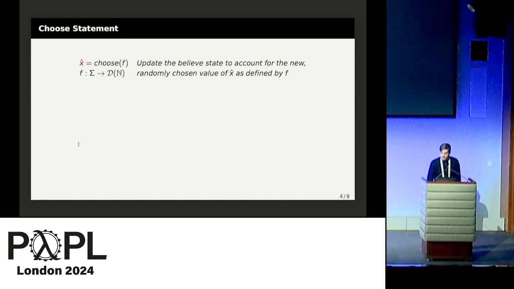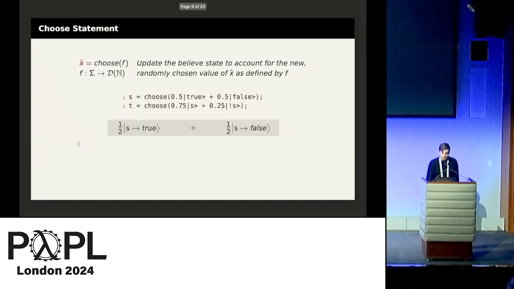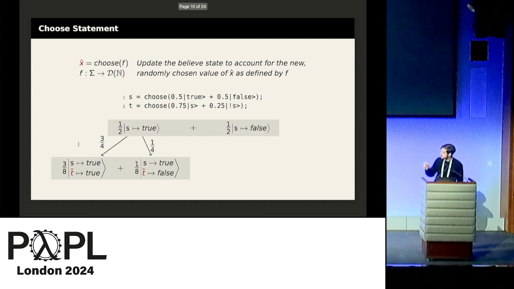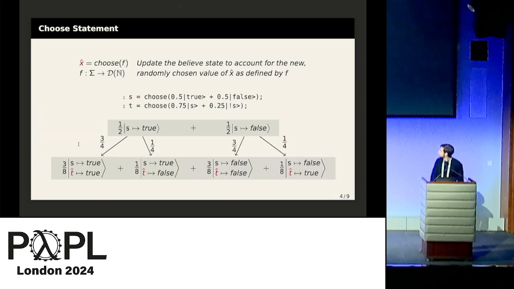This allows us to model the behavior of the unobservable environment. If we look at this right here, we first have a choose statement, which to the variable s assigns with a probability of 1/2 the value true, otherwise false, giving us this belief state. Then we can use a second choose statement to set the value of t dependent on the value of s, which means that the first variable assignment splits into two possible outcomes, depending on whether or not t chooses true or false. The same thing, of course, also happens with the other variable assignment, giving us this overall belief state, which is a bit more complex.